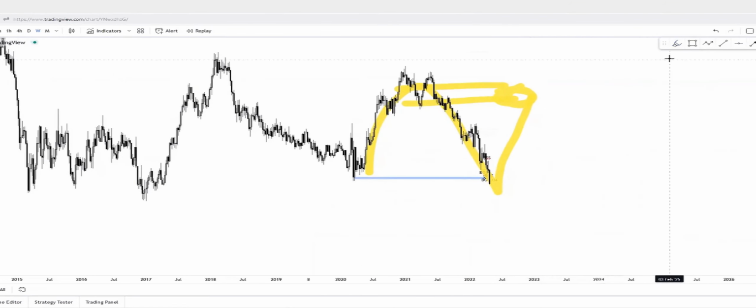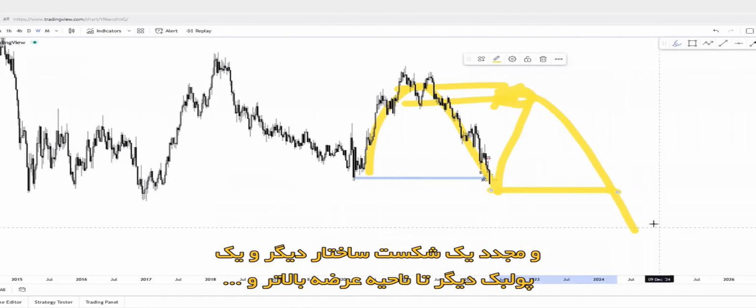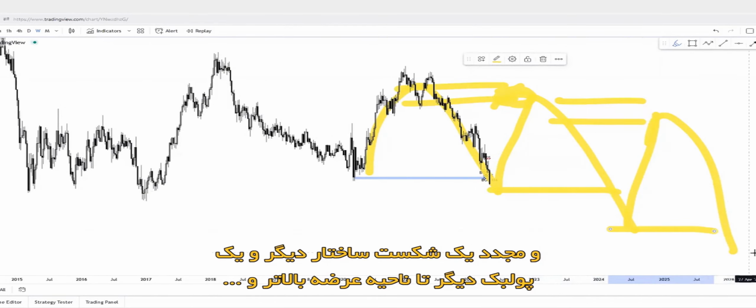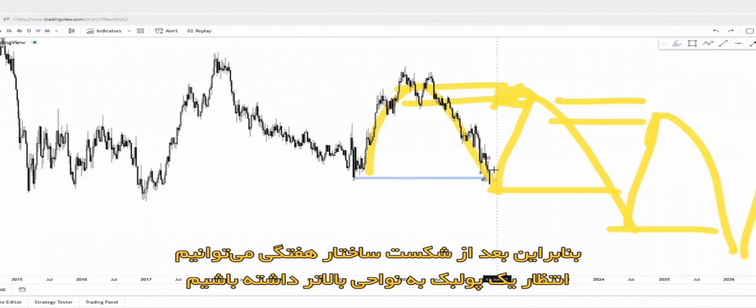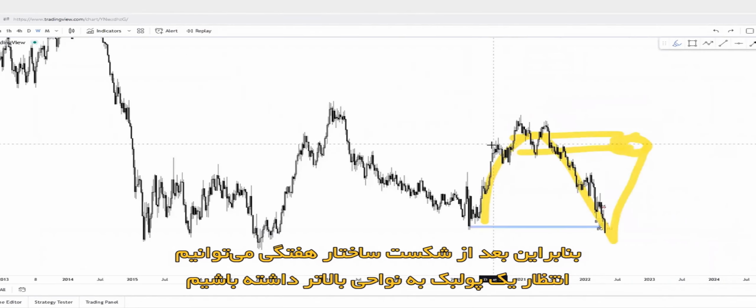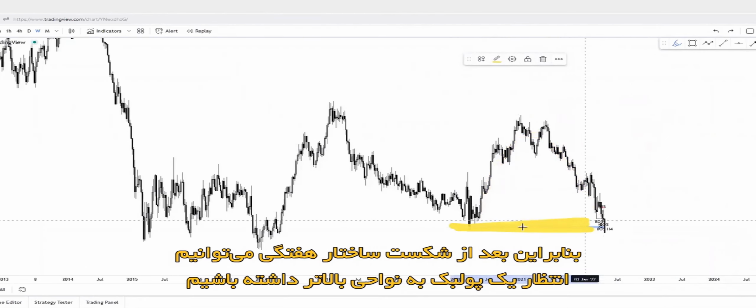Sorry, just let me make it cleaner. Another breakout structure to the downside. Another pullback to some higher supply areas, another breakout structure, another supply pullback. So we can really expect a pullback to some higher supply area right here after the weekly breakout structure.